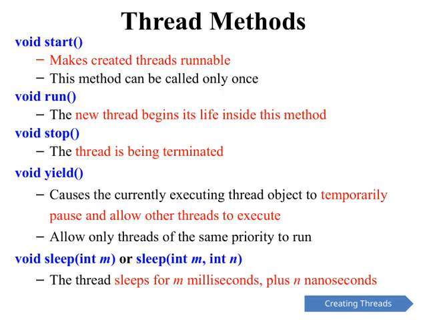Another useful method is yield. When you call yield, it causes the thread that's currently running to pause temporarily. This gives other threads of the same priority a chance to run. It's a way to promote fairness among threads.